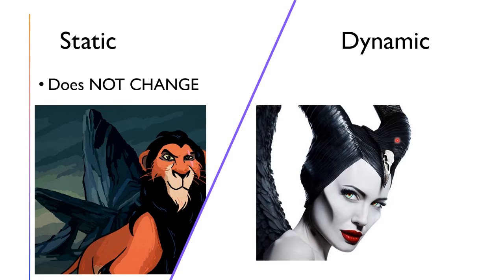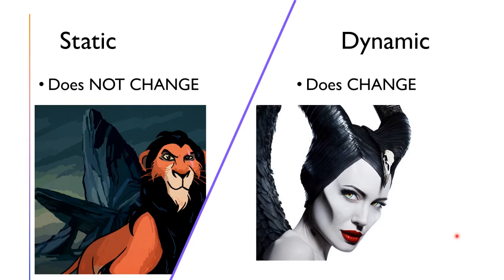Now we have here dynamic. Dynamic is the opposite of static. Now, of course, if static does not change, dynamic changes. It does change. Now here, Maleficent is an example of a dynamic character because at the beginning of the story, she's this sweet girl, and then she fell in love with this guy, and then she's very happy, very in love, and then later on she was betrayed, and because of that betrayal, her character changed into like a witch or something really bad. She has gone bad.